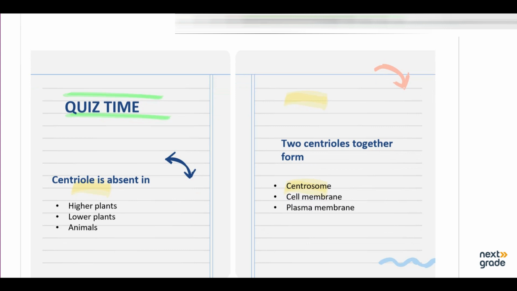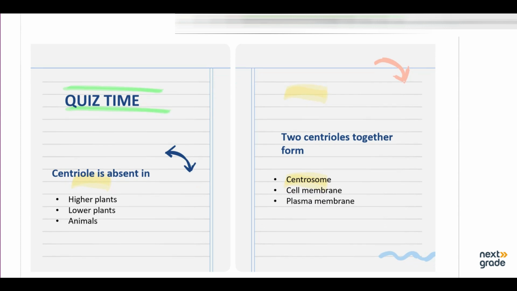So now is the quiz time for you guys. The first MCQ for today is: centriole is absent in higher plants, lower plants, or animals. As we know, centriole is present in lower plants and animals. However, it is absent in higher or complex plants. So here the first option is the correct one.